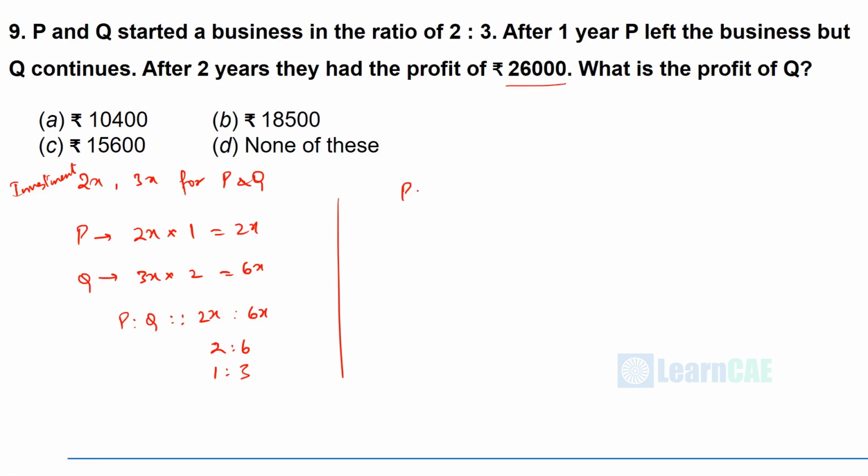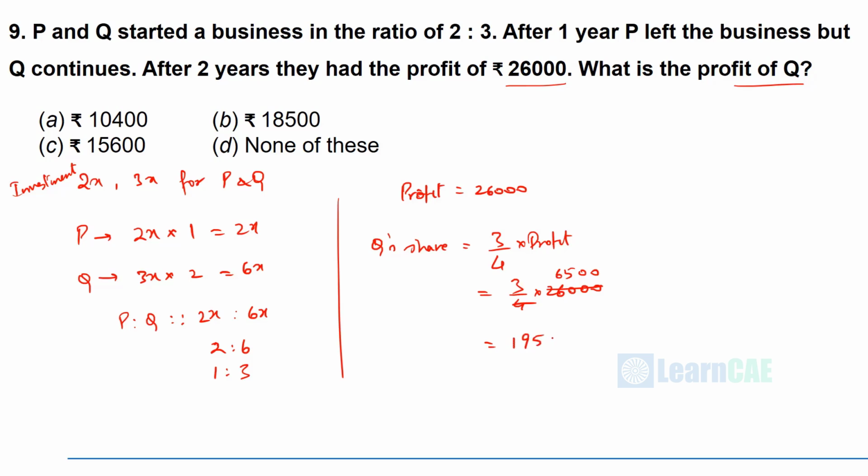The profit is 26,000. They are asking the profit of Q. Q's share is equal to 3 by 1 plus 3, that is 4, into profit. This is equal to 3 by 4 into 26,000. So this will be 6 4s are 24, 20500. So 5 3s are 15, 6 3s are 18, 19. So none of the answers match this value. So the answer is D, none of this.